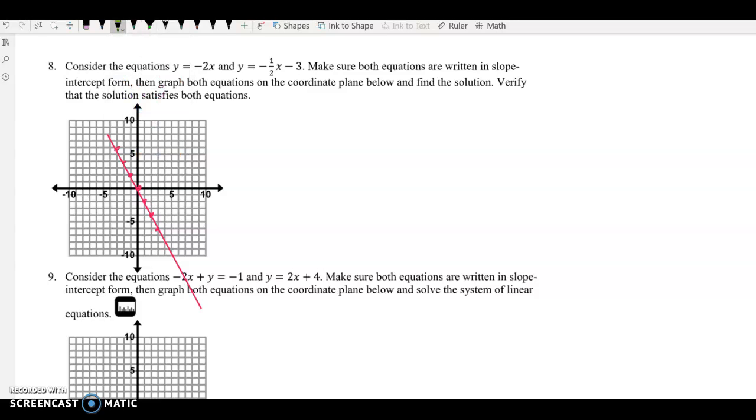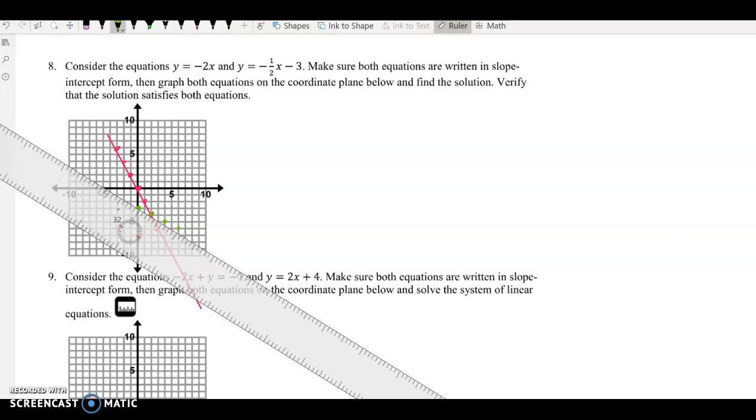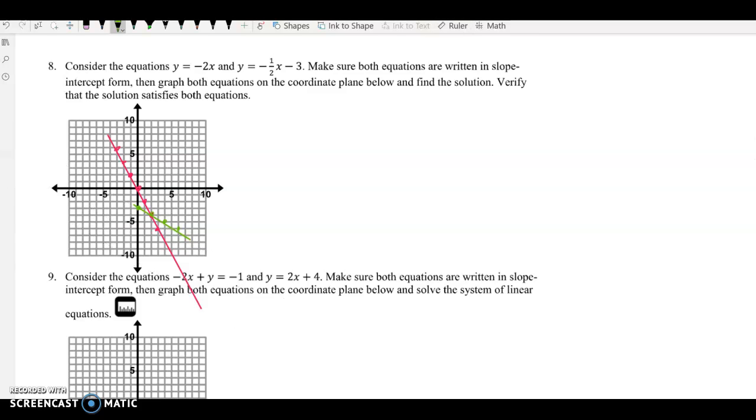So my second line starts at -3. So 1, 2, 3. My slope for this one is down 1 over 2. Down 1 over 2. Down 1 over 2. I can see I already have a point where these two lines intersect. And it looks like that point is going to be at 2, -4.